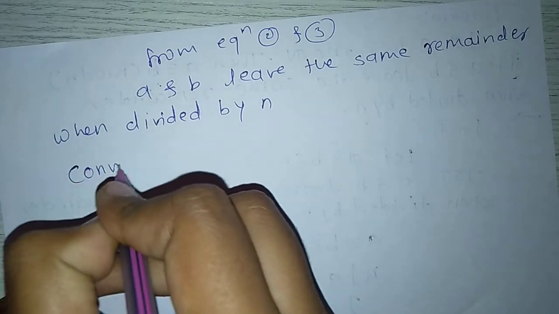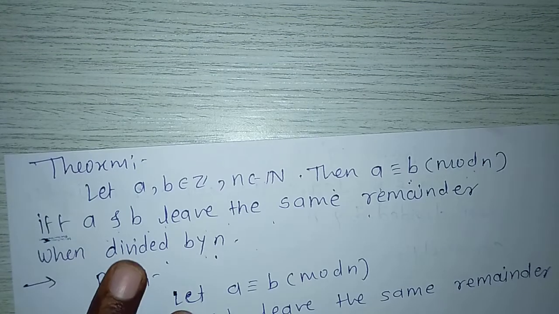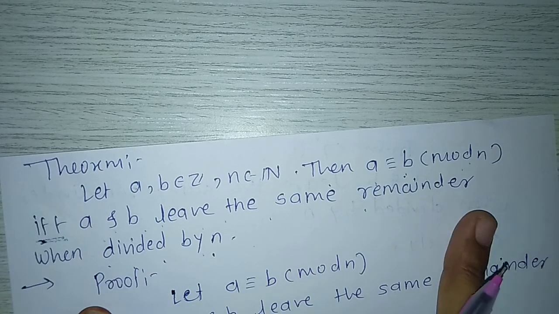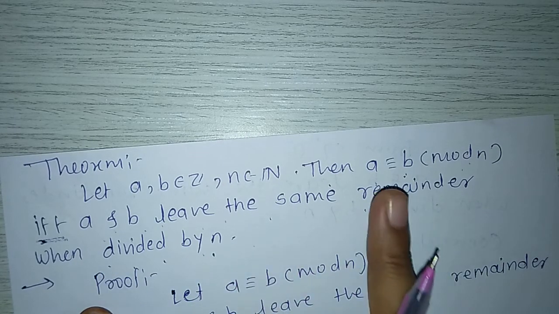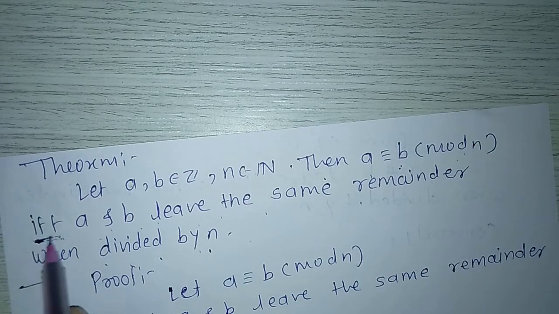Conversely, suppose a and b leave the same remainder when divided by n, and then show that a is congruent to b modulo n, because the statement is in the if and only if form.